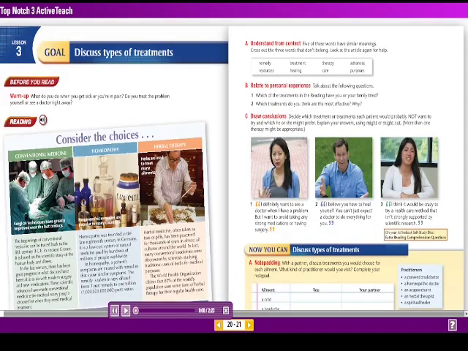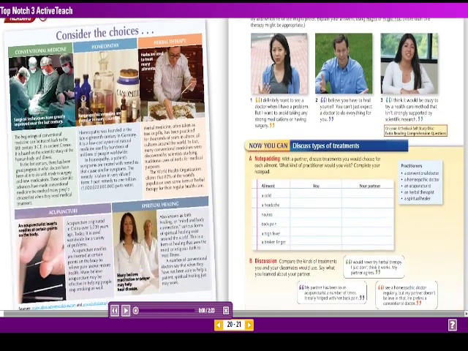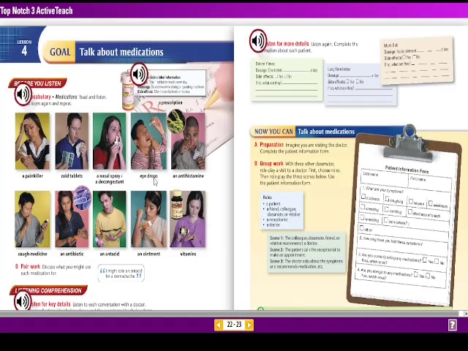So, what is your favorite type of treatment? How would you like to treat your disease just in case you have it? Okay? So, talk about medications, okay? Let's listen to the medications.